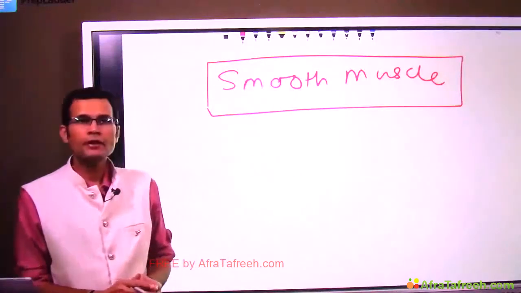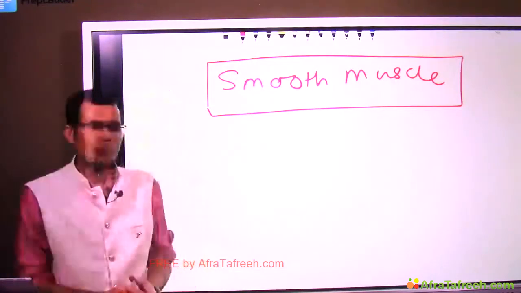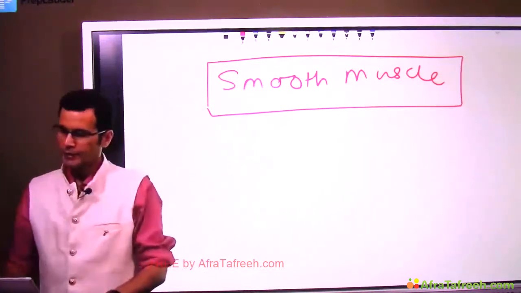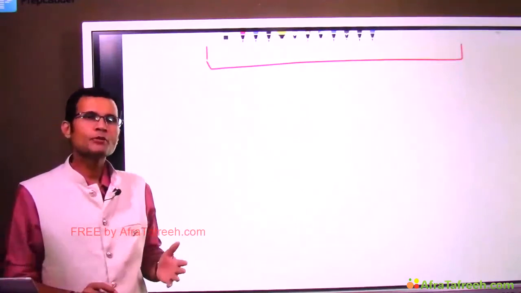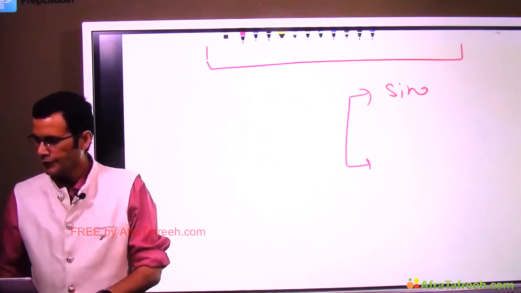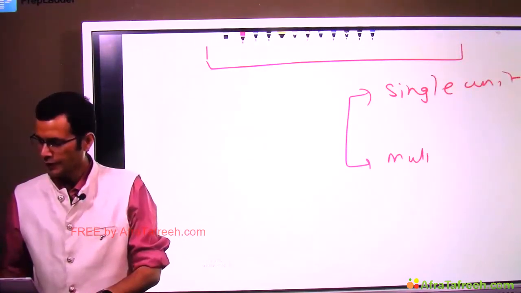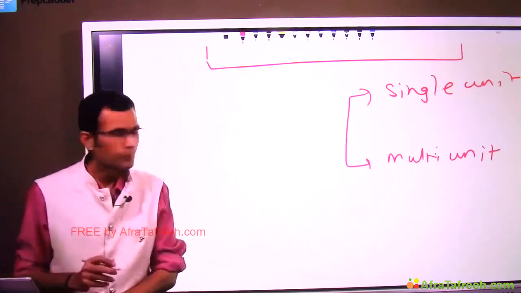Finally, after having discussed the skeletal muscle and all its properties and contractility, we will now see the properties of the smooth muscle. Let's begin. First point, there are two types of smooth muscle. Single unit smooth muscle and the other one is multi-unit smooth muscle.